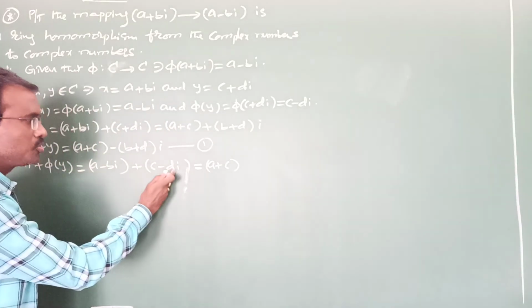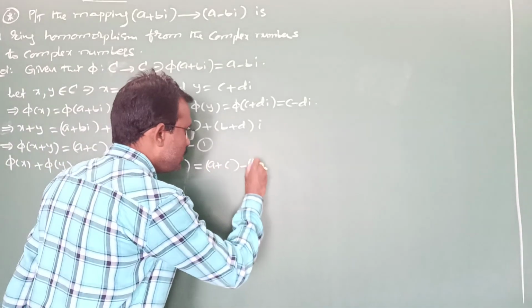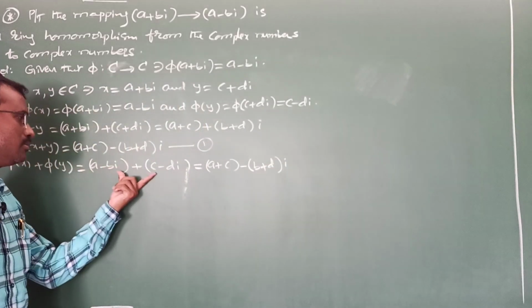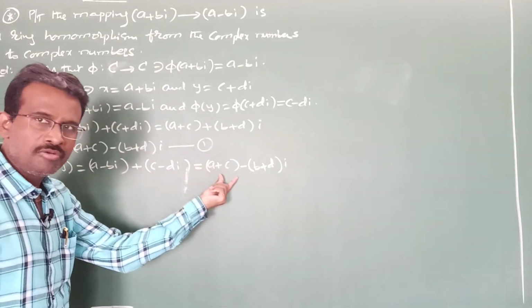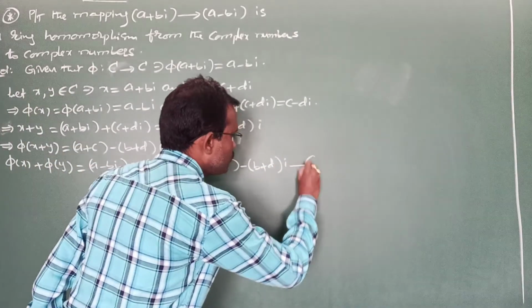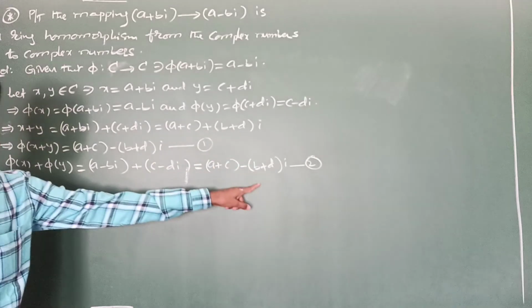Next, in between these two things take minus common. It is b plus d. I also take outside. Means I am writing this simplification as i coefficient and free from i coefficient. Let this be number 2. Now concentrate on relations 1 and 2.